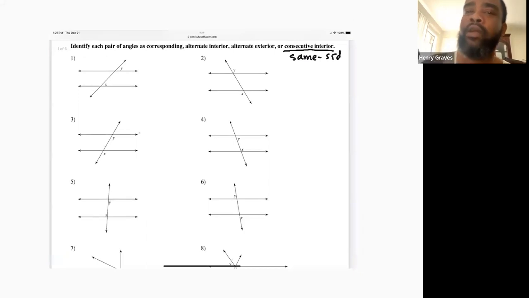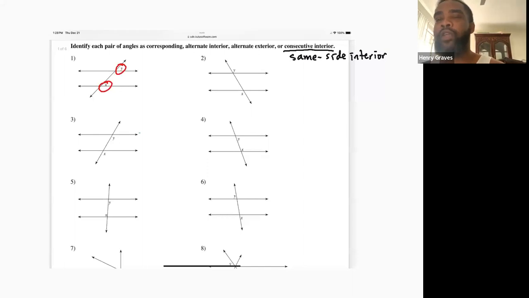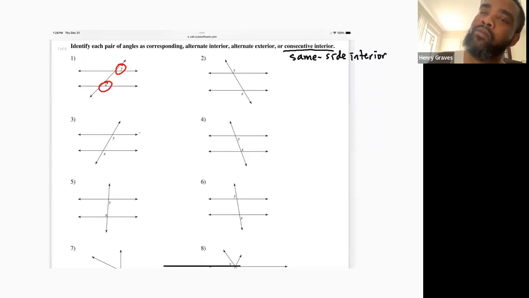So if I look at number 1, we have Y and X. They are literally on the same side. But unfortunately, one is interior, one is exterior. So we know we cannot use same side interior, but we know that these are corresponding. And the reason why these are corresponding is because they have equal angles. They're both acute angles. Remember, acute angles are anything less than 90 degrees. So these are acute. That's why they're corresponding.